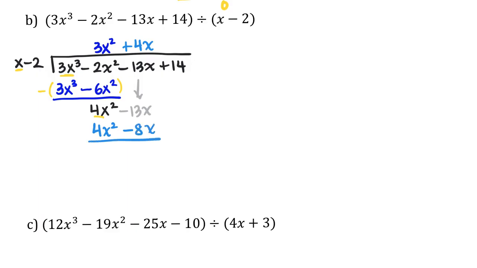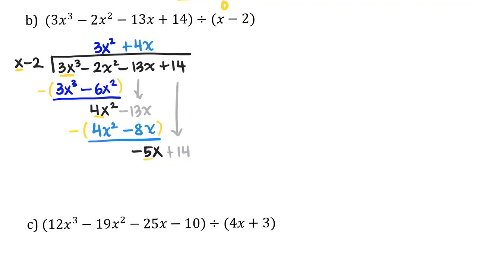Okay, now I'm going to subtract down carefully. Okay, 4x squared minus 4x squared cancels. Perfect. Should always. Negative 13x minus negative 8 is really minus is plus 8. So negative 13 plus 8 is negative 5x. Okay, let's bring down the 14 and do it again.